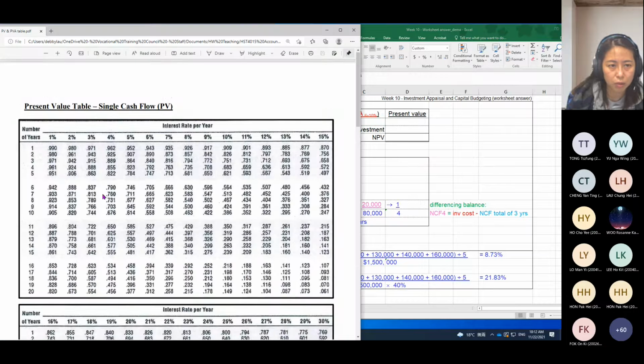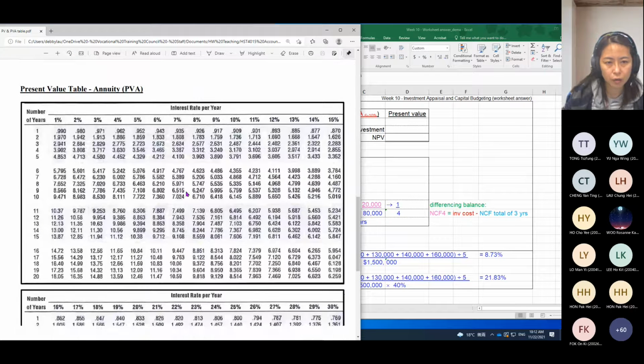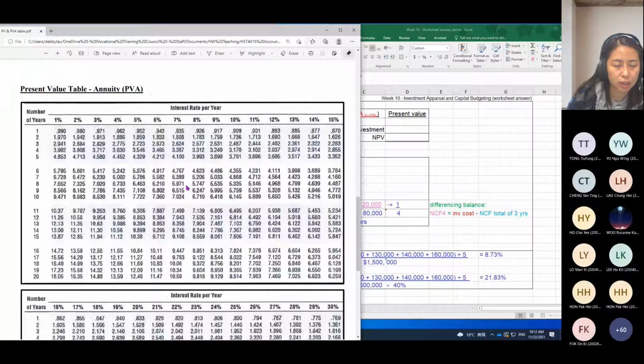Your table, PVA table. This is PV, which is for single cash flow. If you have received one more cash inflow, which is identical amount among all the years, you can apply PVA. The same amount. Okay, so you find this should be 10%, and 6 years. Okay, 10%.